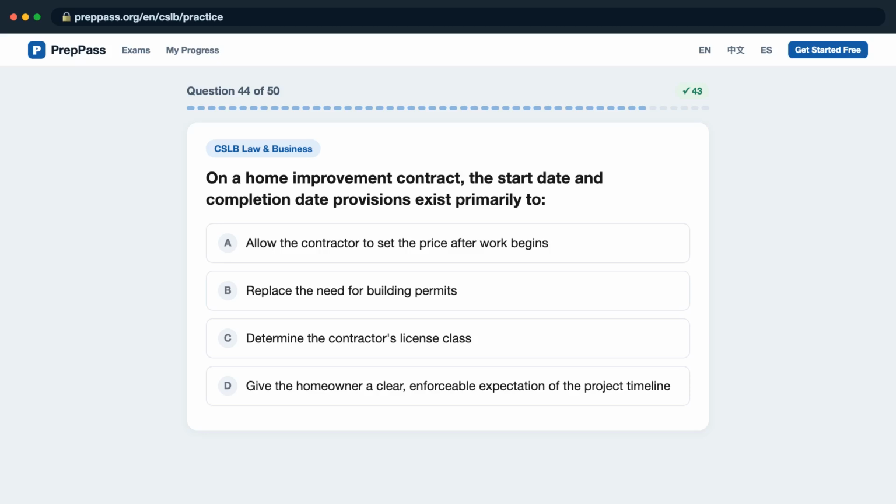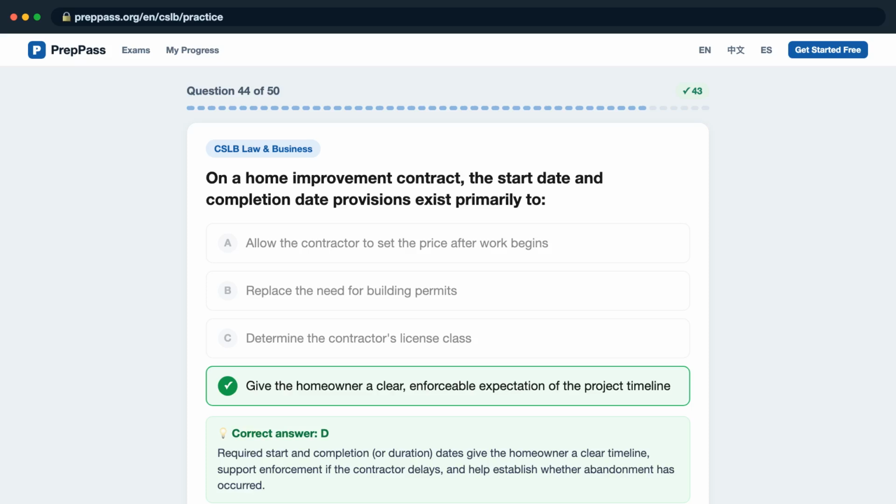Question 44. On a home improvement contract, the start date and completion date provisions exist primarily to, is it A, allow the contractor to set the price after work begins? B, replace the need for building permits? C, determine the contractor's license class? D, give the homeowner a clear, enforceable expectation of the project timeline? The correct answer is D, required start and completion, or duration. Dates give the homeowner a clear timeline, support enforcement if the contractor delays, and help establish whether abandonment has occurred.